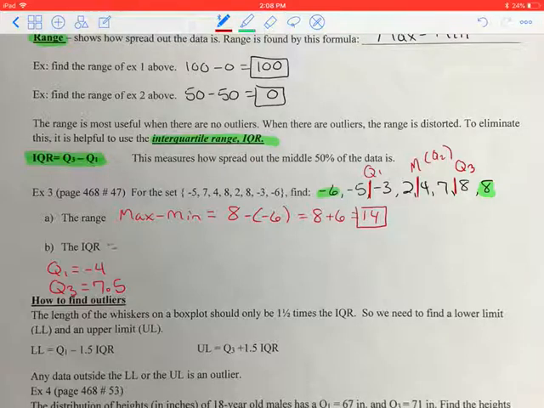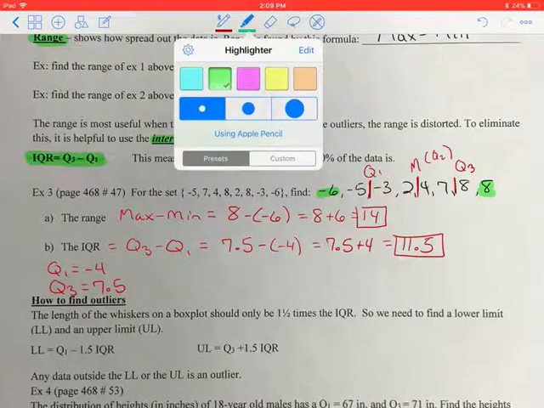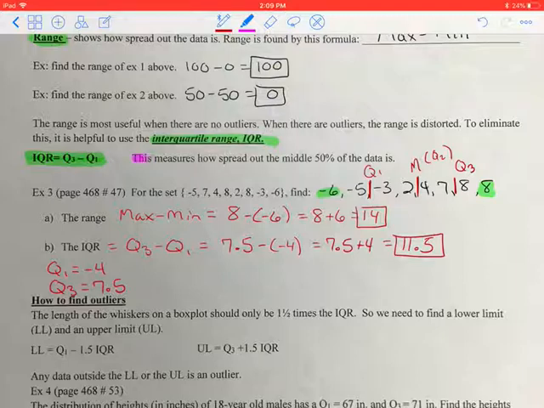Then the IQR is the interquartile range. That's going to be Q3 minus Q1. So 7.5 minus -4, that becomes 7.5 plus 4, and that gives us 11.5. Okay, so the purpose of the interquartile range is, remember when we did our box plot, the box went from Q1 to Q3, and that's where half of our data is. So the IQR tells us how spread out the middle half of the data is.